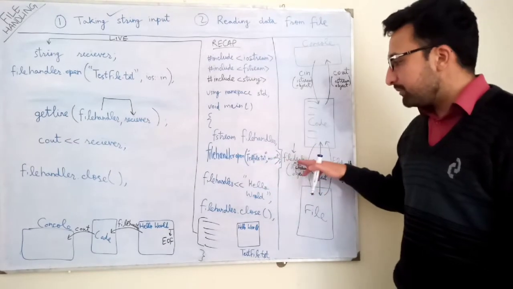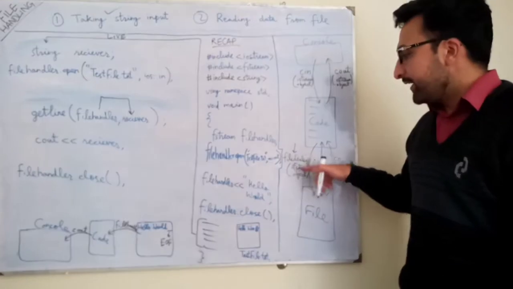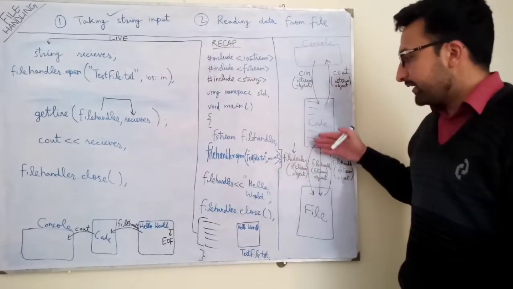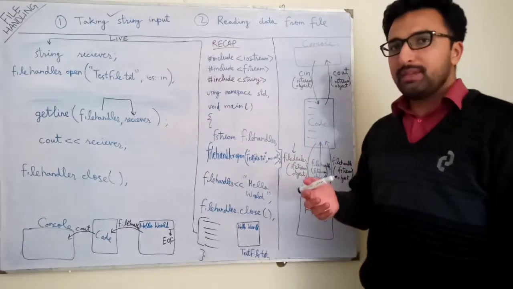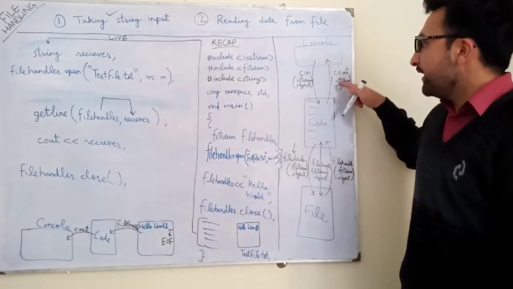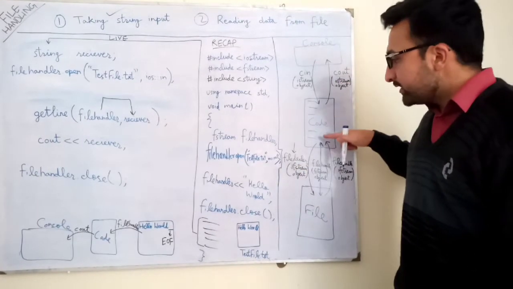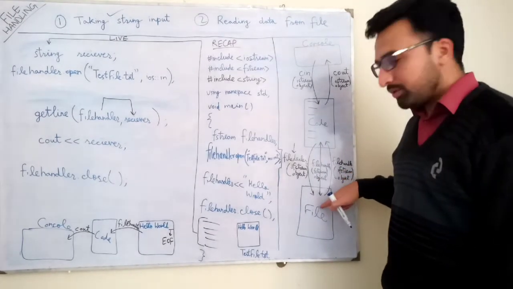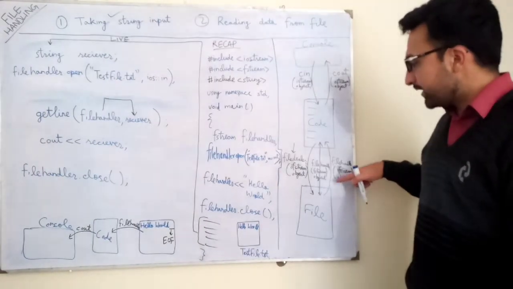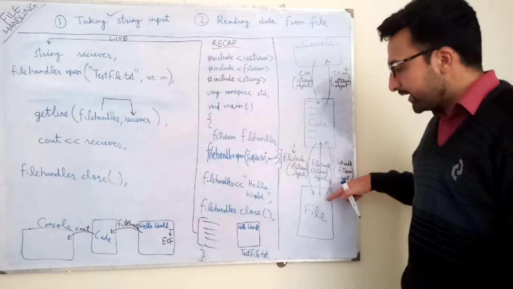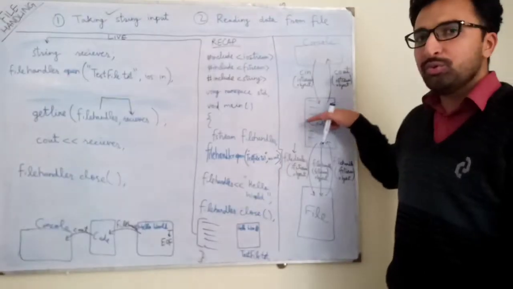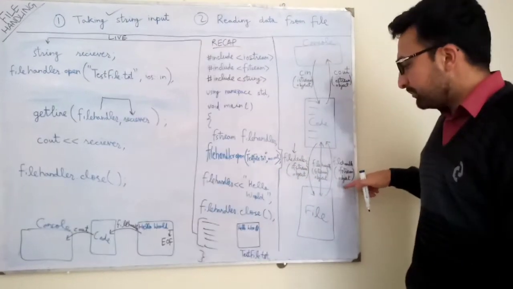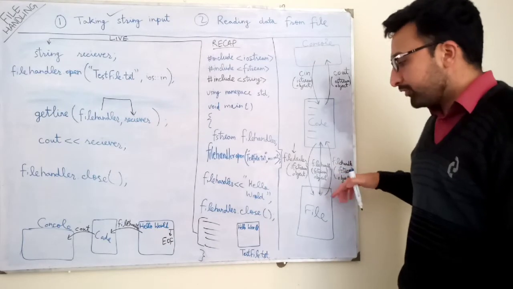So here the object name is file handler, and that object was of class ofstream, output file stream, and that object can be used to output something onto the file. Just like cout could be used to write something onto the console, similarly an ofstream object can be used to output something onto the file. Similarly, an object of type ifstream can be used to bring data into the code, just like cin can be used to bring data into the code from the console. An ifstream object can be used to bring data into the code from a file.